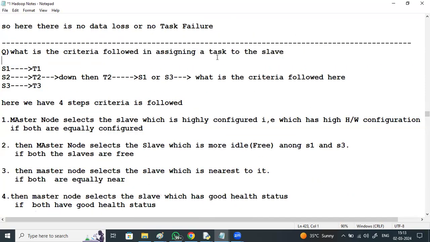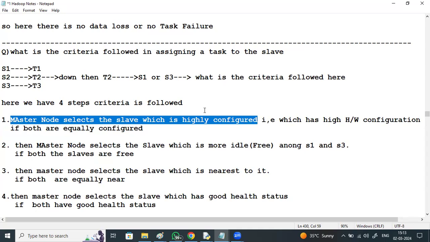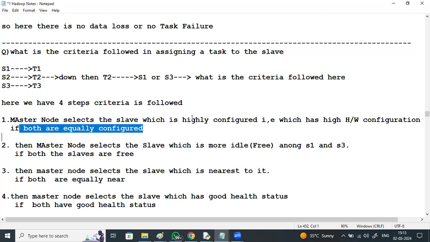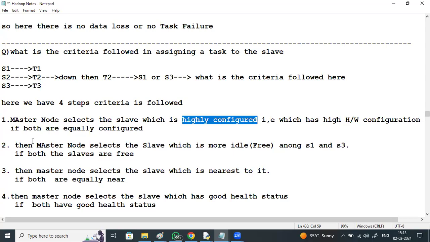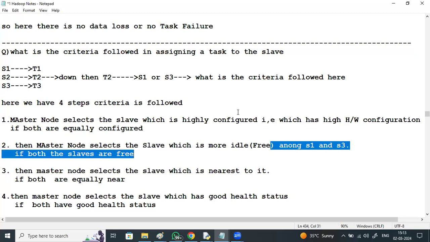What is the criteria followed in assigning a task to the slave? S1 to T1, S2 to T2, S3 to T3. Suddenly S2 is down. To assign the T2 task to S1 or S3, the criteria is a 4-step criteria. The master node selects the slave which is highly configured, with high hardware configuration, among S1 or S3. If both have the same high configuration, then the master node selects the slave which is more idle, more free, among S1 and S3.